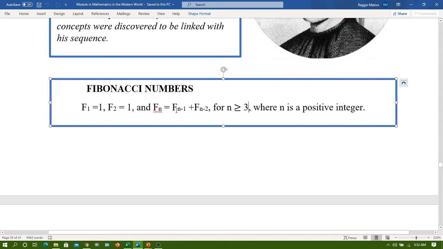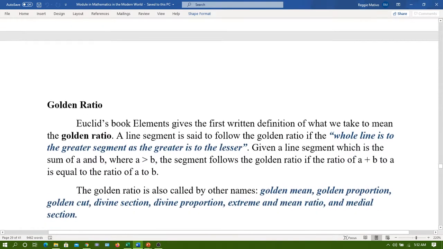Okay? So for example, if we say f of 8, so f of 8 is equal to f of 8 minus 1 plus f of 8 minus 2. What is the value of f in that series? So that would be the equivalent number of f of n. I'll be showing that later.